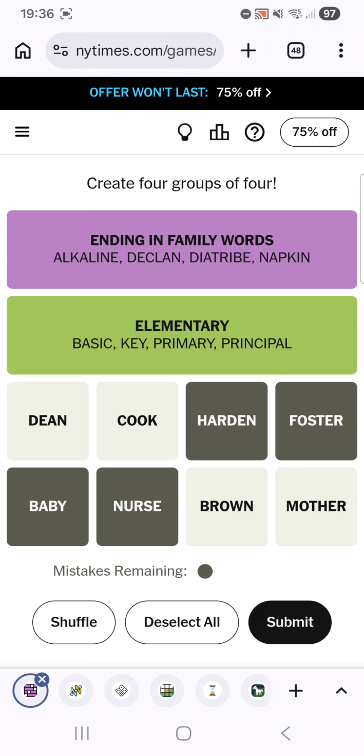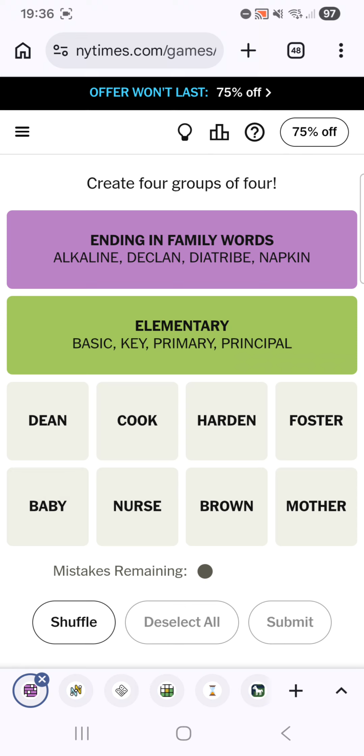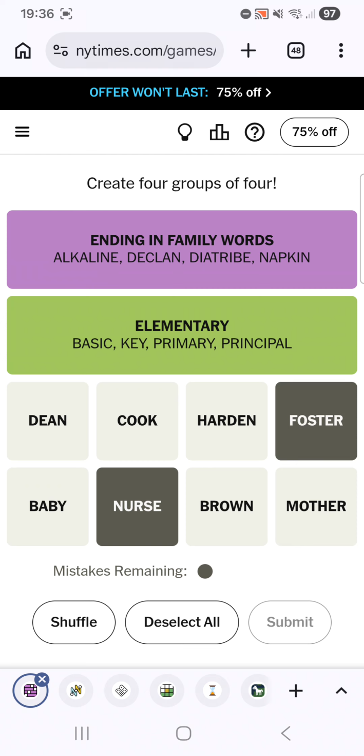Okay, so we've got these 4 plus mother. Out of those 5, sorry, 4 of them have to be a group. We've left out baby before. We've left out nurse before, I think. We've left out foster before. So it has to be these 3. And then either harden or mother. Now, I was assuming that the other group was going to be surnames, in which case maybe Harden is more likely to be a surname. But if they're not surnames, then probably mother is most likely to go in it.